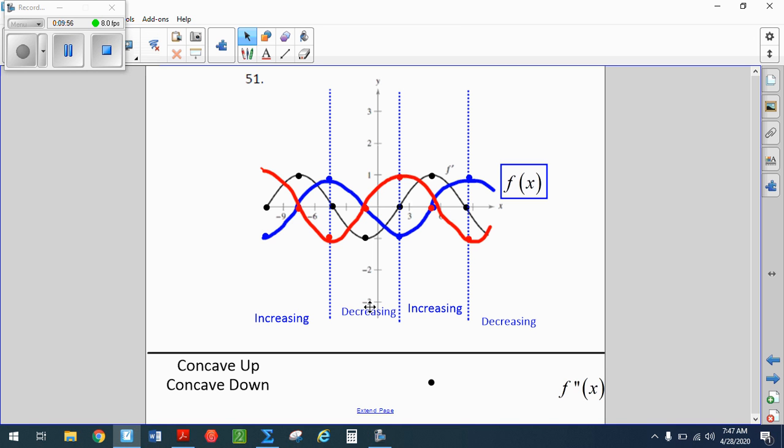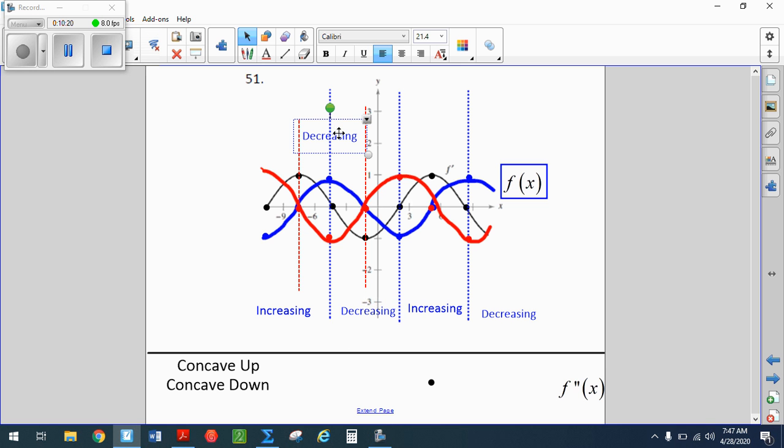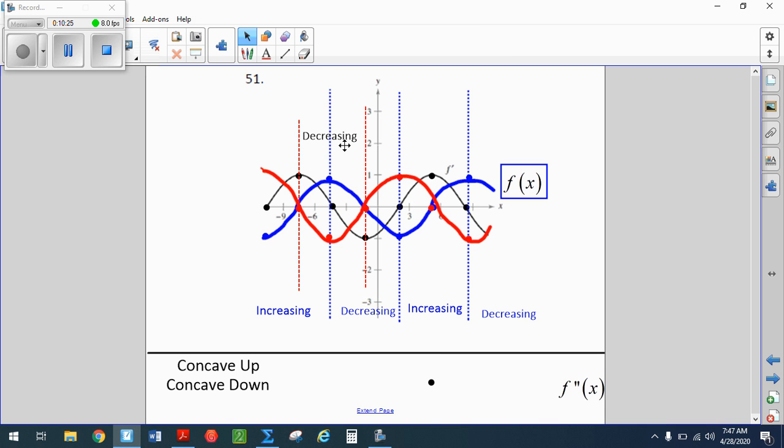Okay, to go through that again, if I look at the derivative graph, I'm going to use black and white now. Let's say from here to here, on that interval, my derivative graph is decreasing. Put that in black because it's a part of the derivative. And then it's concave up, so it's increasing.